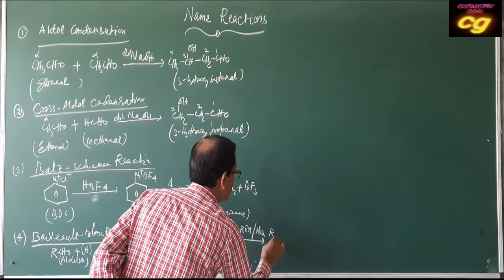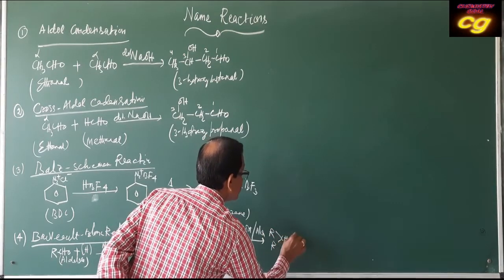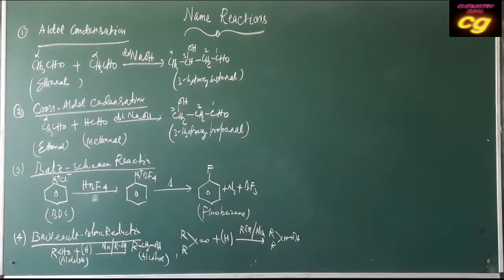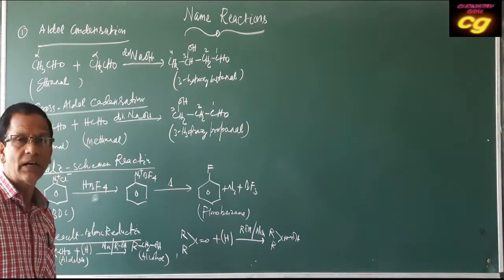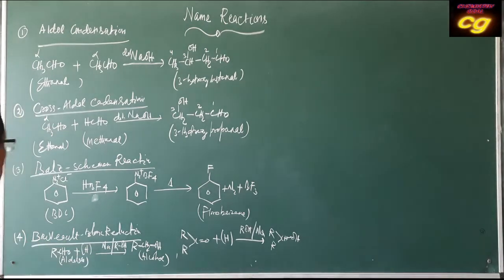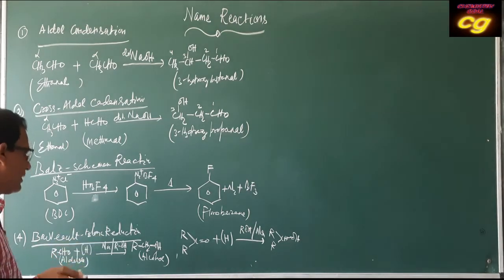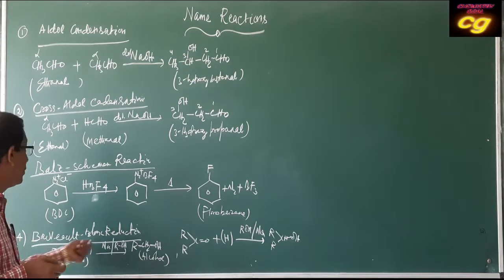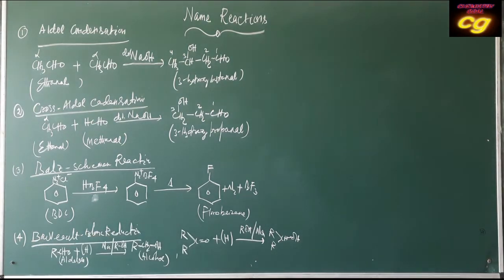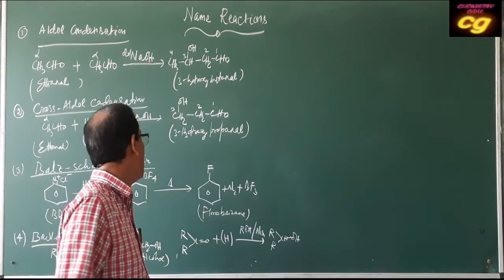Produce alcohol. This is called Bouveault-Blanc reduction. Conversion of aldehyde or ketone to alcohol using sodium and ethanol. This reaction you have already read, you already know the process, but you don't know the name. You have to remember this name, Bouveault-Blanc reduction. That is called reduction of aldehyde and ketone to alcohol.